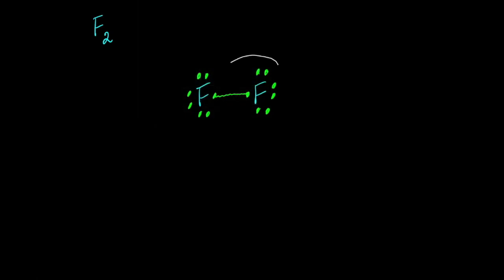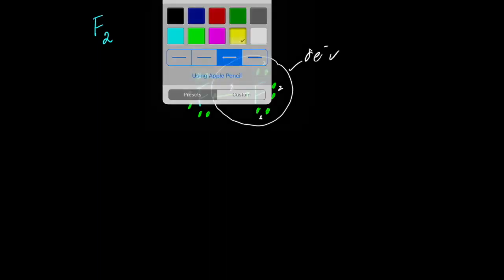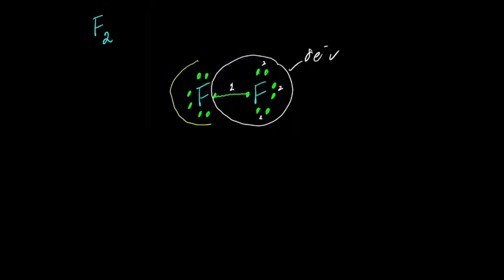So if I look at this fluorine on the right, it's got 2 here. It's got 2 from this pair, 2 from this pair, 2 from this pair. That's a total of 8. So we say that fluorine has an octet. Let's analyze this fluorine here. Okay, this fluorine has 2, 2, 2, 2. So that's a total of 8. And so we say that fluorine has an octet there as well.